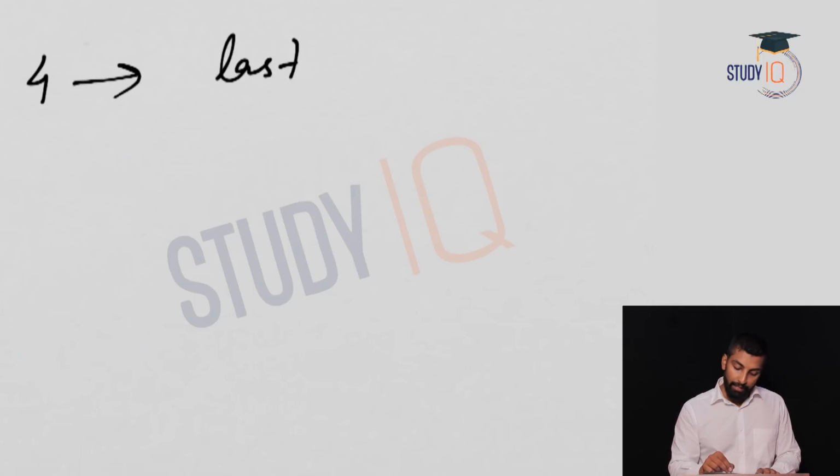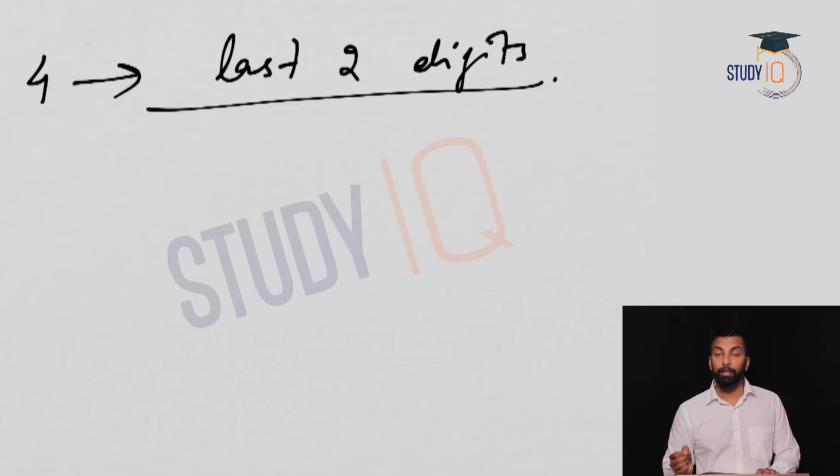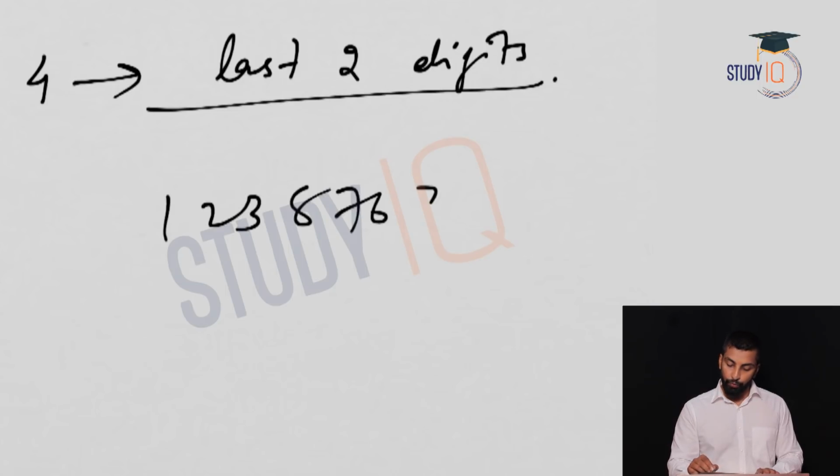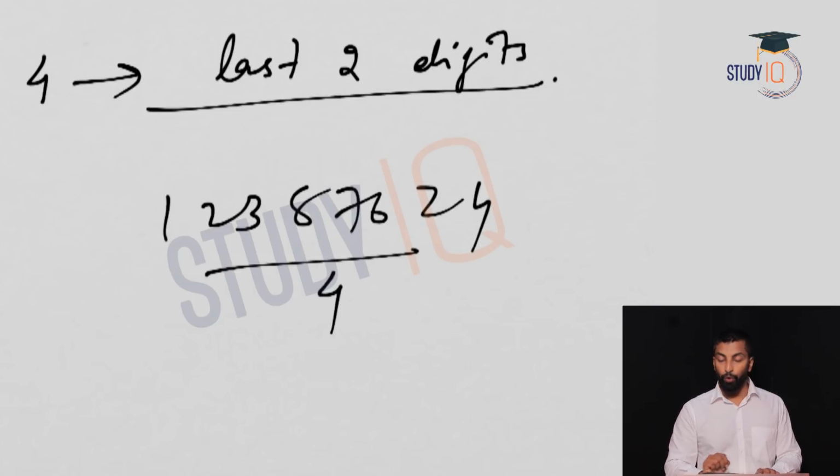Now what is the divisibility of 4? Divisibility of 4 is actually the last 2 digits. You need to check whether the last 2 digits are divisible by 4 or not. So if you have a number 1, 2, 3, 8, 7, 6, 2, 4, you need to divide by 4 and you need to see the remainder.